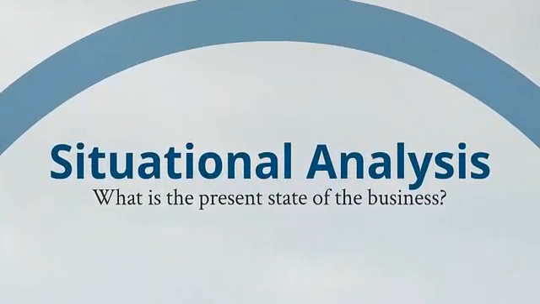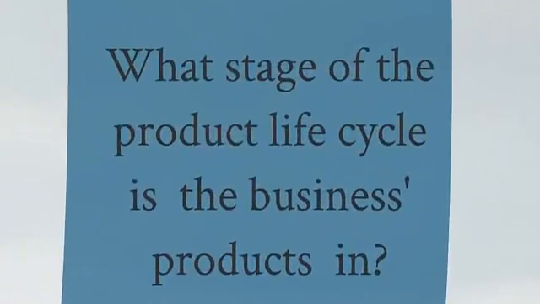So this is where we start. What's the present state of our business? In order to do this, we must look at the product life cycle. So what stage of the product life cycle is the business product in? There are 4 stages. The establishment, to start with a new business idea, the growth stage, the maturity stage, and a decline stage, or sometimes also the post-maturity stage where the business is trying to avoid the decline stage. Different marketing strategies are required at each stage of the cycle.